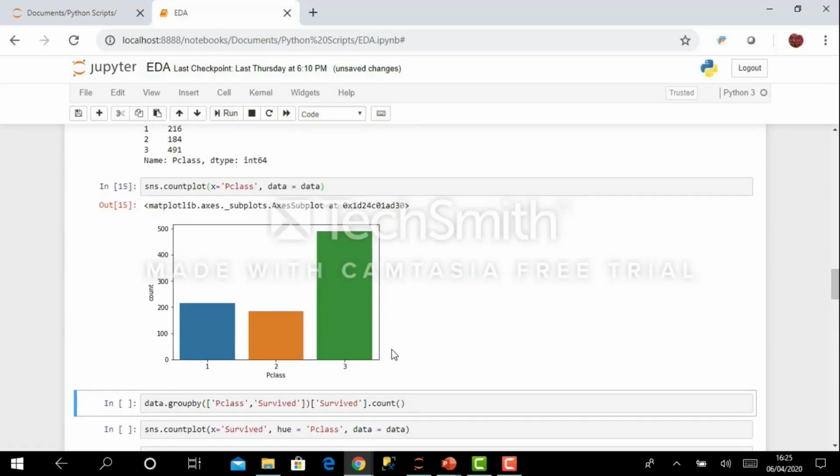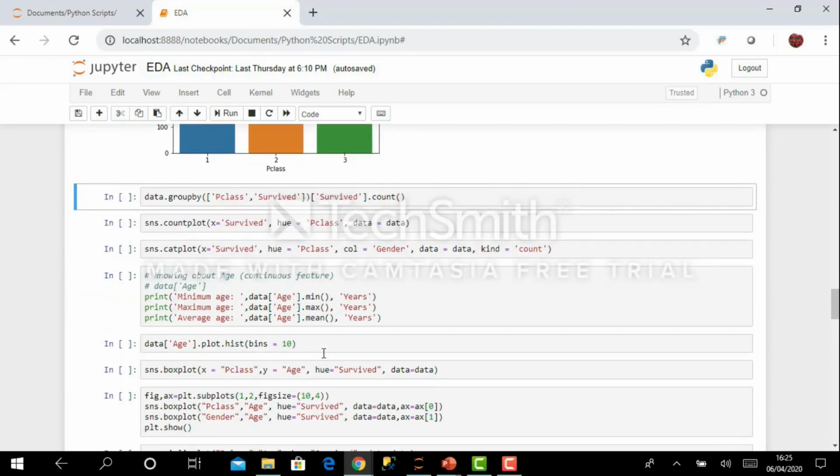So you can see when we have plotted using Seaborn, it is showing us that the third class has the maximum number of passengers, then first class, and then second class, right? So almost half of the passengers are in the third class, and the rest of the passengers are divided in first and second class.